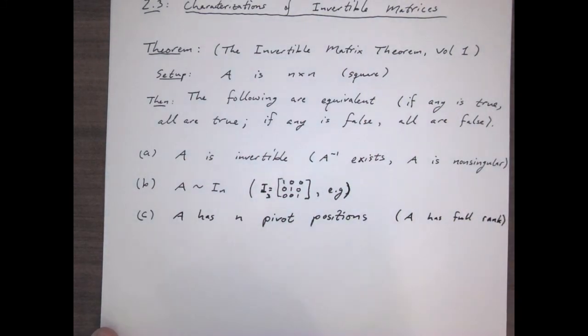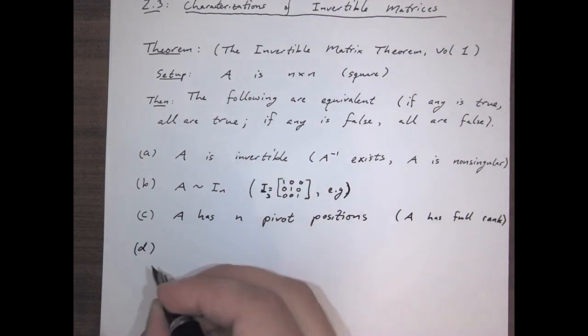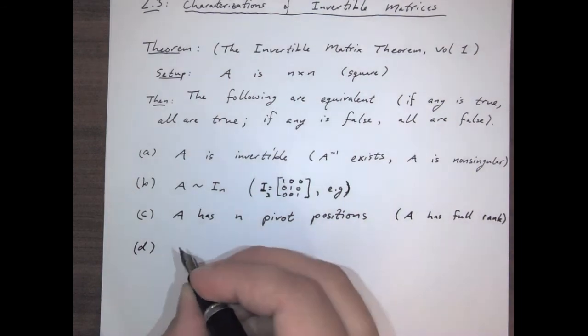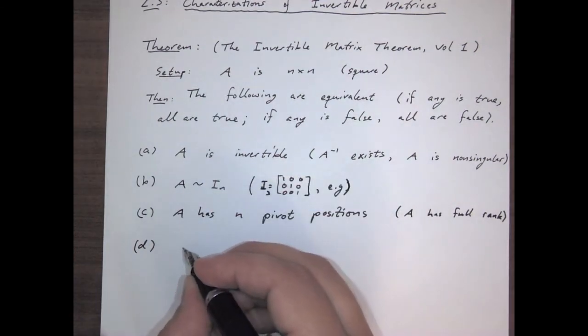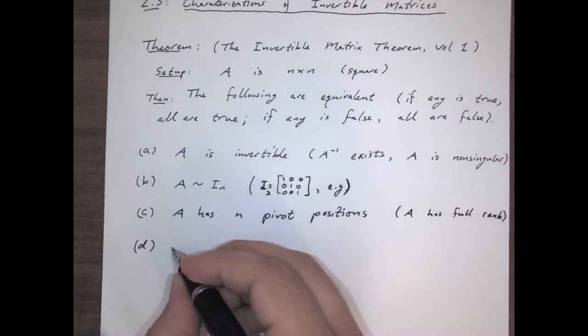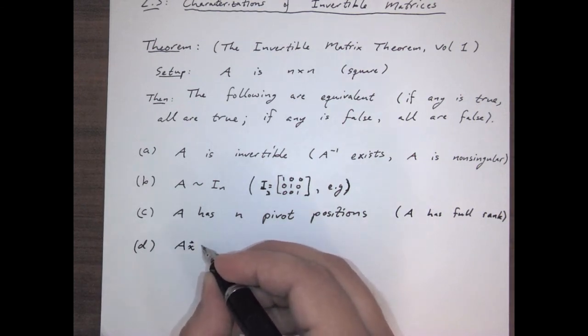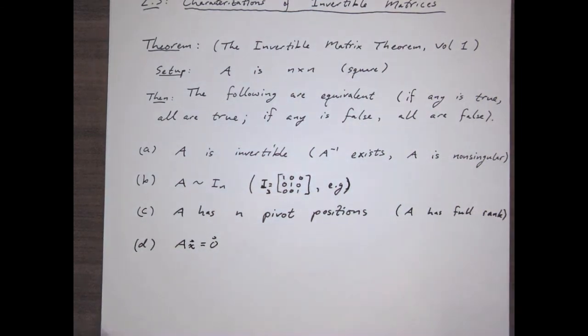So A has full rank. But wait, let's think more about this. Let's say that we were to augment A by the zero vector. That would be equivalent to solving the homogeneous matrix equation, Ax equals the 0 vector.